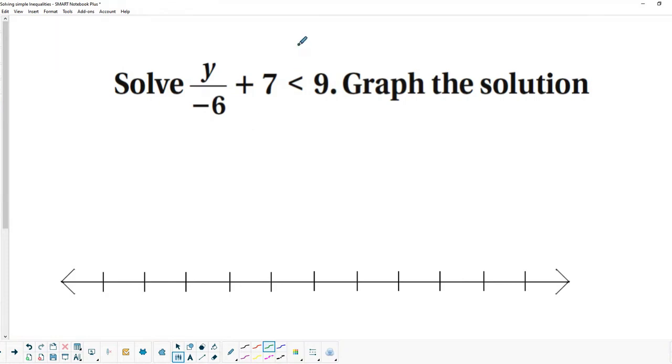Let's get our Great Wall of China. This one says all of this on the left is less than 9. So we're going to subtract 9 from both sides.